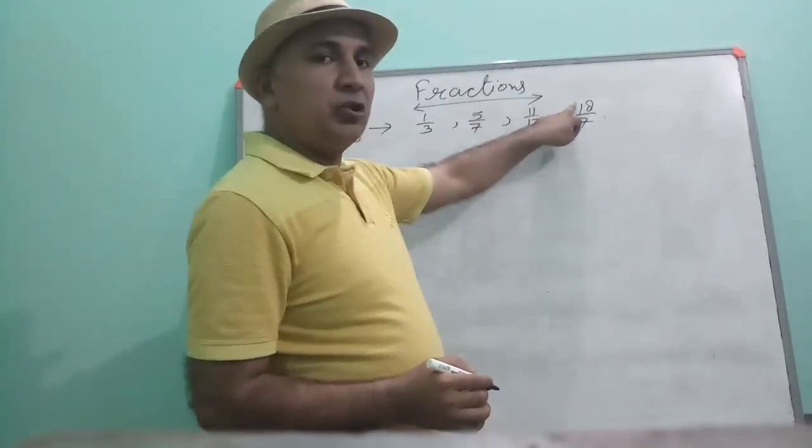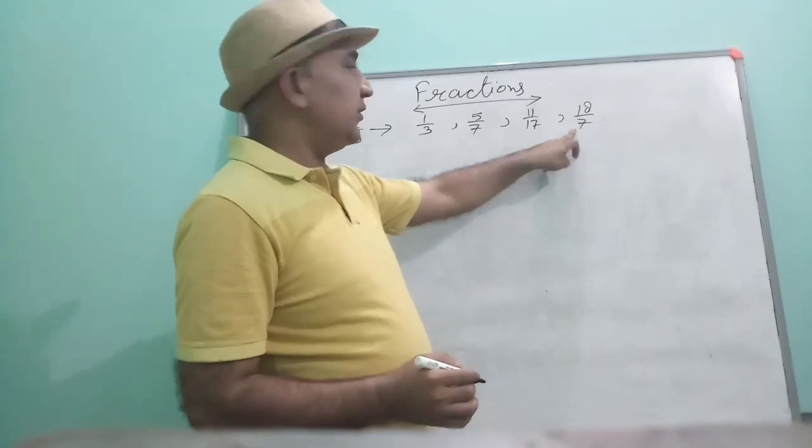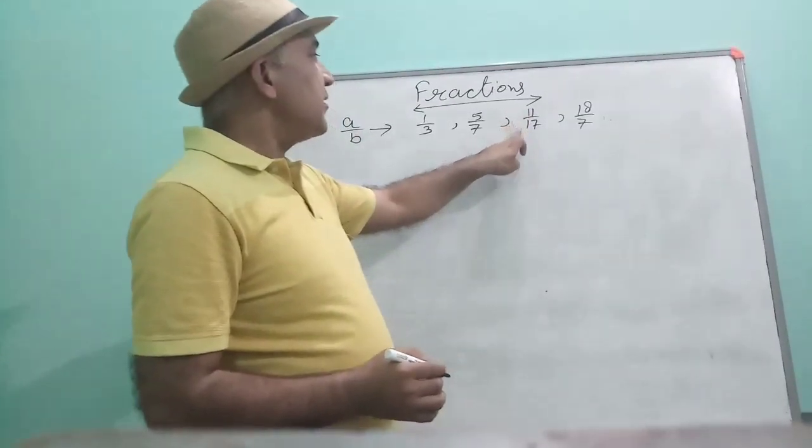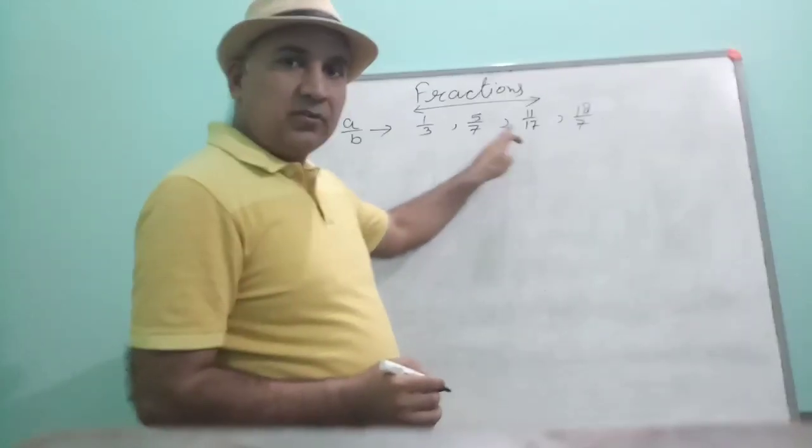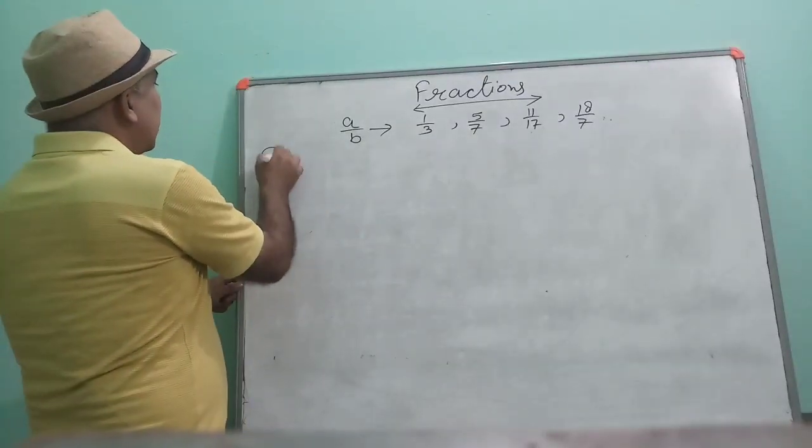Here 18 is called numerator, 7 is called denominator. Here 11 is called numerator, 17 is called denominator. Okay? Now we will see proper fraction.